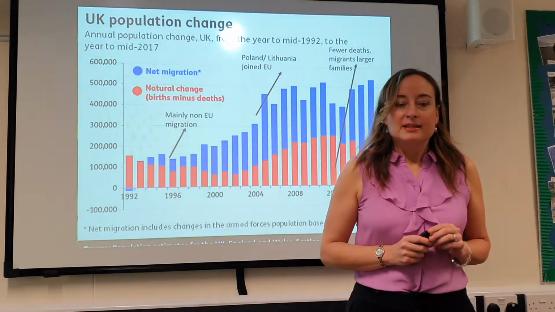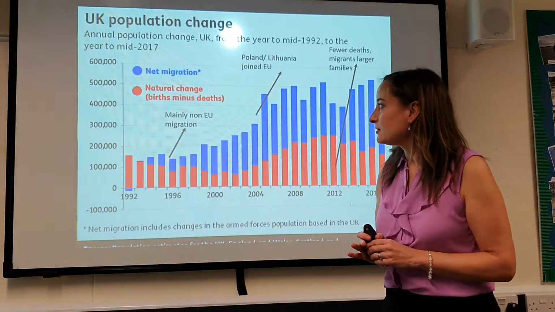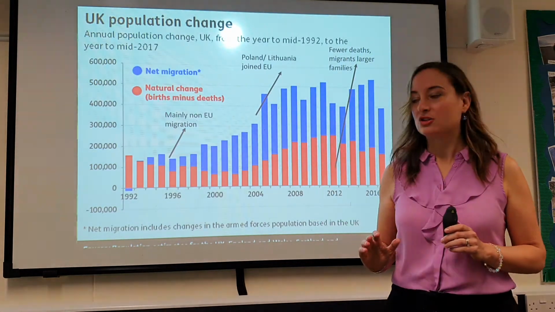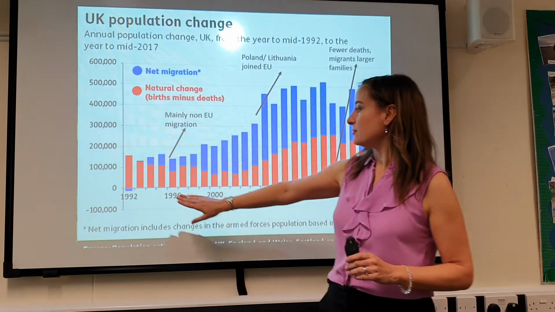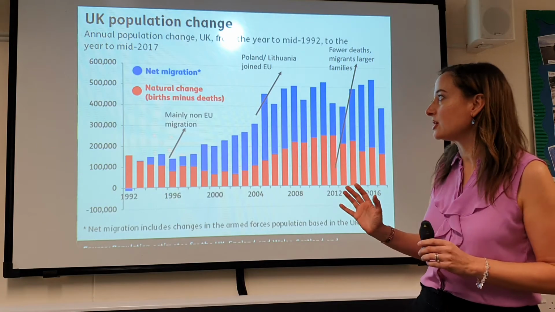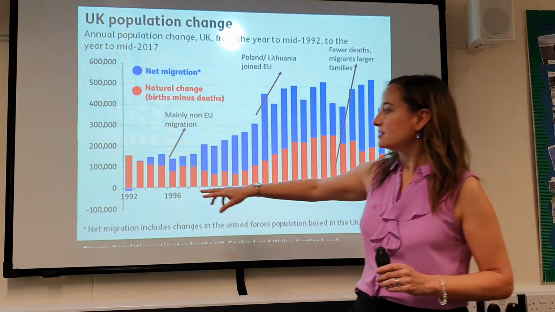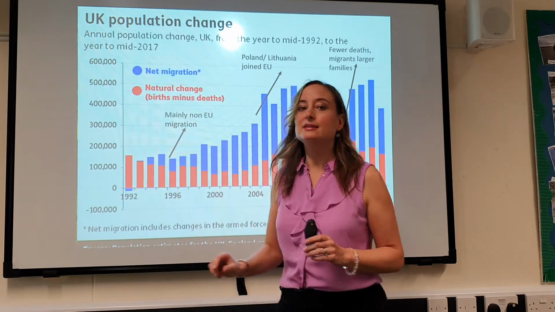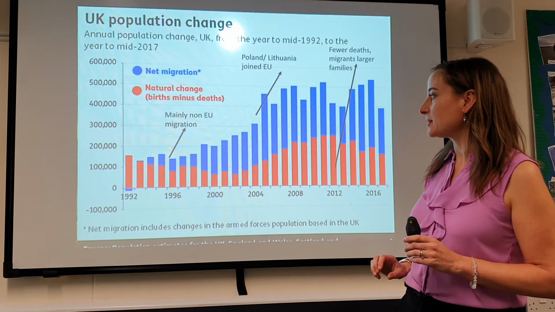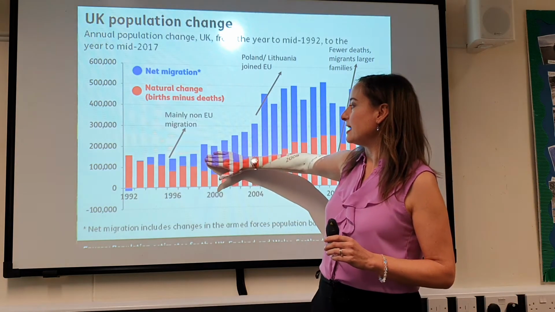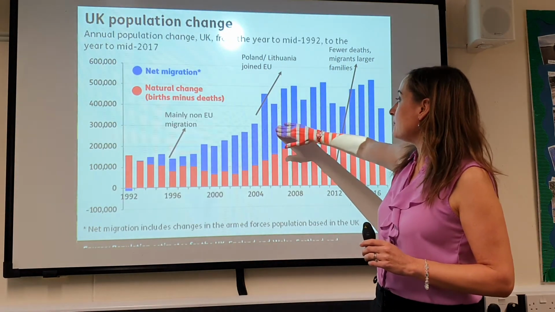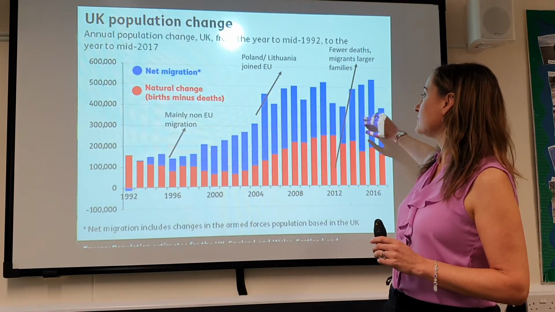So this is a graph that helps to explain this. It shows you natural change, and it shows you net migration as well for the UK. This is showing you from 1992 over to 2016, and it's showing the population and how it's actually changed. So you can see this is not the total population anymore, this is the amount it's changed by during each of the years. What you might be able to see here is the blue bit shows you net migration. So we can see that there is a net migration of people coming to the United Kingdom.